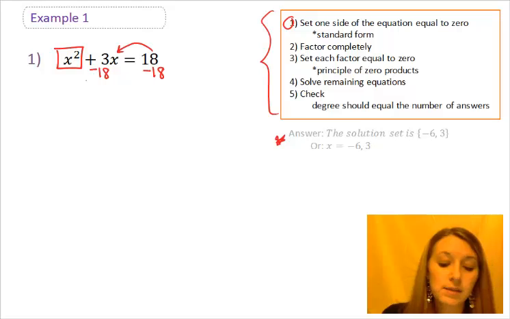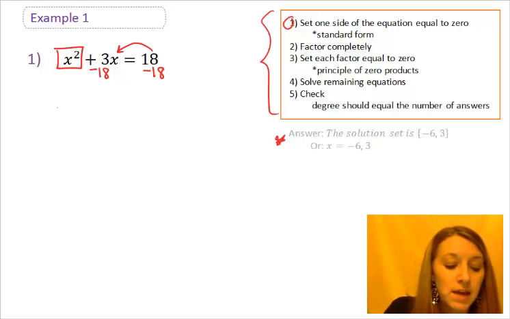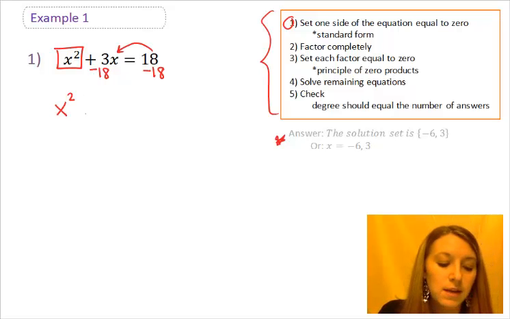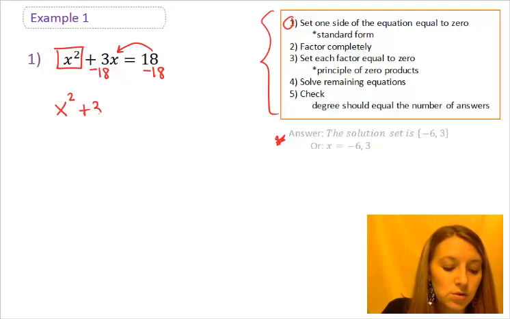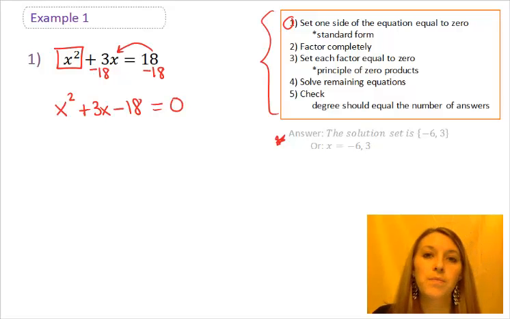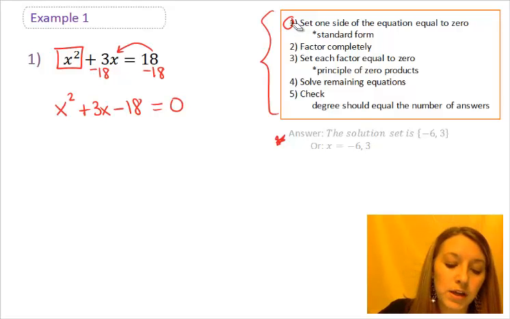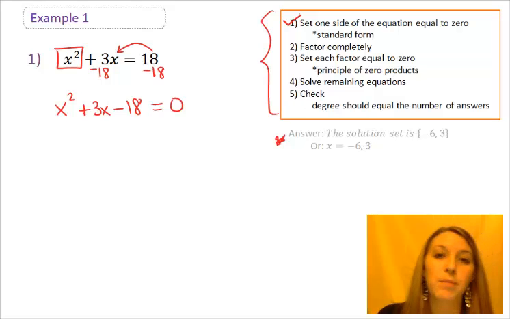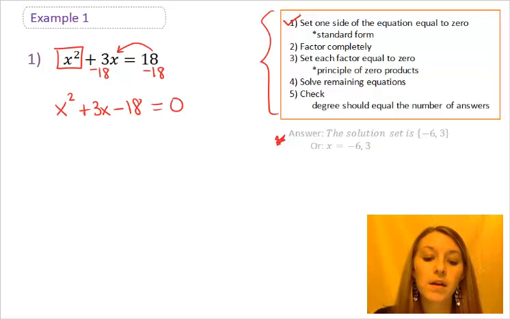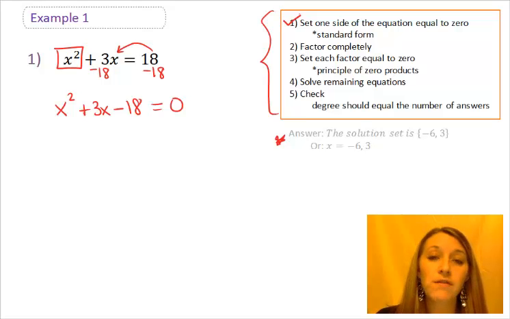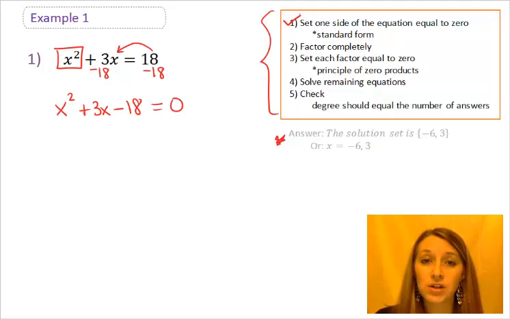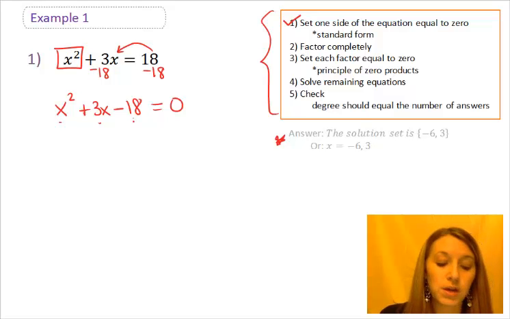Alright, so since I subtracted 18 from both sides, putting it in descending order gives me x squared plus 3x minus 18 is equal to 0. So I have accomplished step number 1 by putting it in standard form. Step number 2 is factor completely. In this one, following my factoring checklist, I do not have any common factors. I count the number of terms. There's 1, 2, 3 terms.